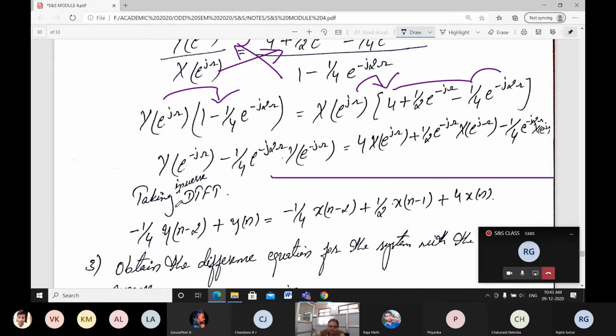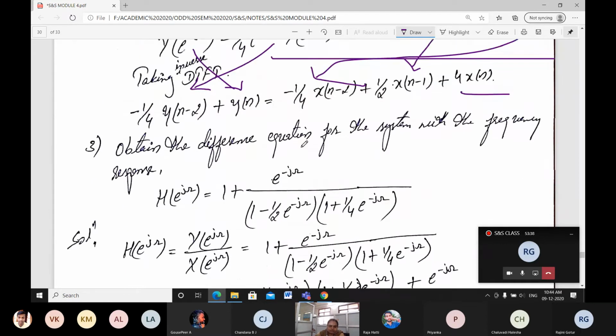What I can write here, in this case first, that is minus 1 by 4, here 2 is there, right? Means y of n minus 2 plus y of n. Then e raised to minus j 2 omega you will get. Therefore, what I can write now: minus 1 by 4 x of n minus 2 plus 1 by 2 x of n minus 1, because only 1, plus 4 x of n. This is the equation.